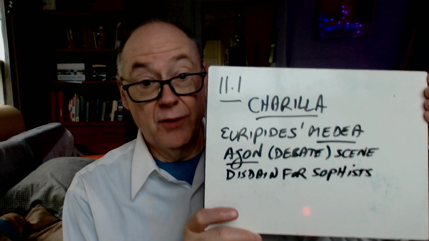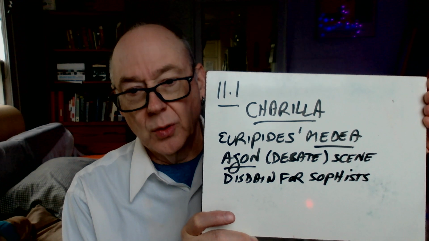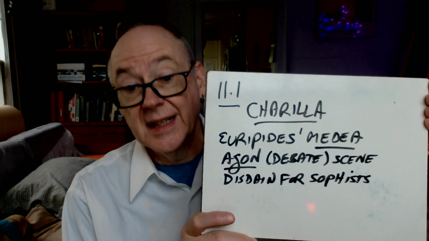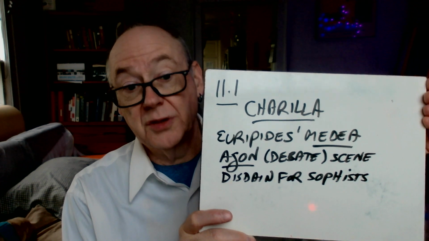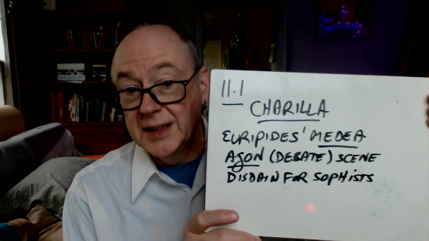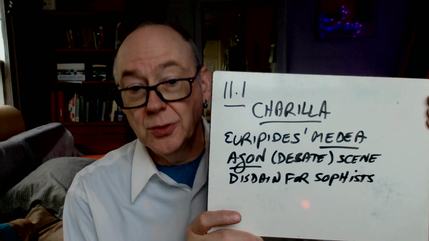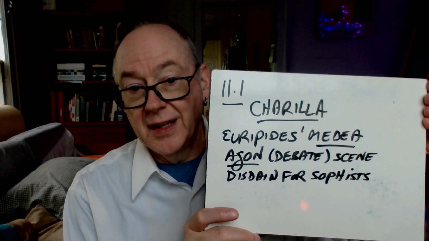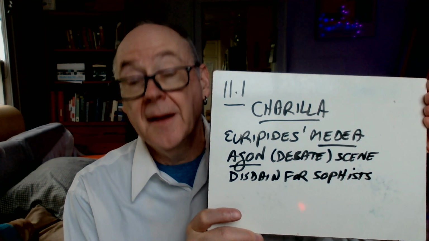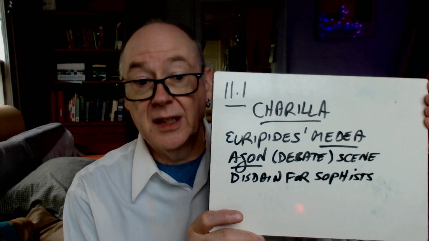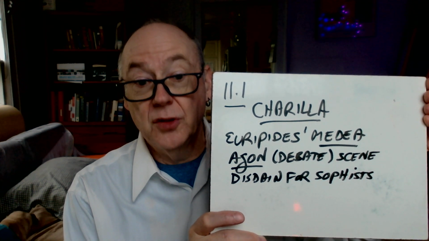And because Delphi is where the oracle is, they ask the oracle what's going on, and the oracle says, yeah, you need to set up a shrine to Charilla because her ghost is angry. Remember, one of the reasons that you set up these shrines to the heroes is so that their power, which is seen to continue even after they're dead, will not harm the city, because heroes can also do bad things.